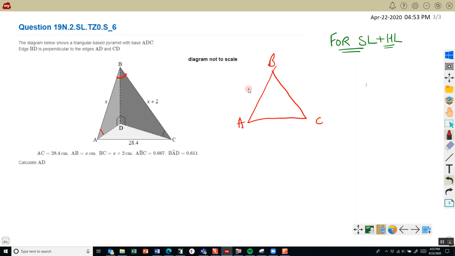A, B, C. This is x plus 2. This is 28.4. And this in here is in radians, 0.667. Are you going to use sine rule or cosine rule? This is similar to something that Jaden was doing the other day. So, Jaden, I want your answer.